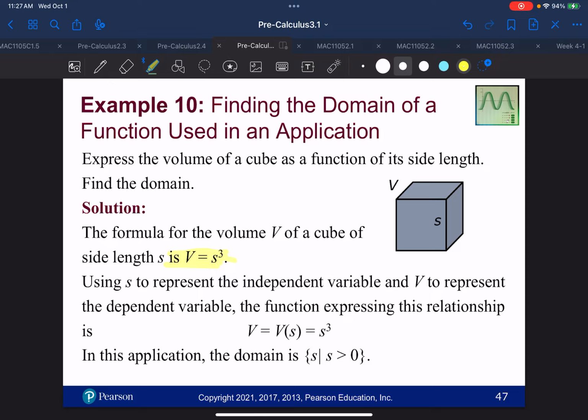Of course, we don't want the length of this side to be negative, because length can't be negative, and we don't want it to be 0, or we wouldn't have a cube. So for this one, you're kind of just thinking about the application. Length can't be negative or 0 when we're talking about the volume of the cube. So therefore, s, the variable, which is the length of the side, has to be greater than 0. So that would be the domain of this application.